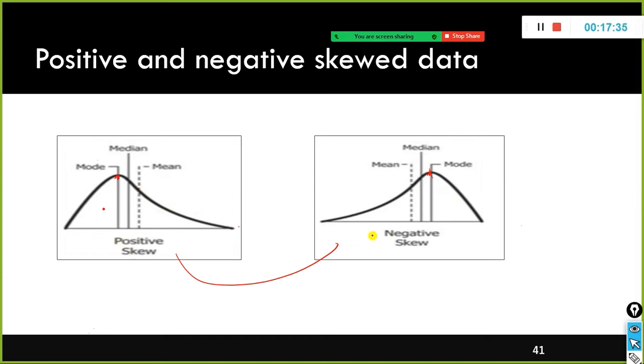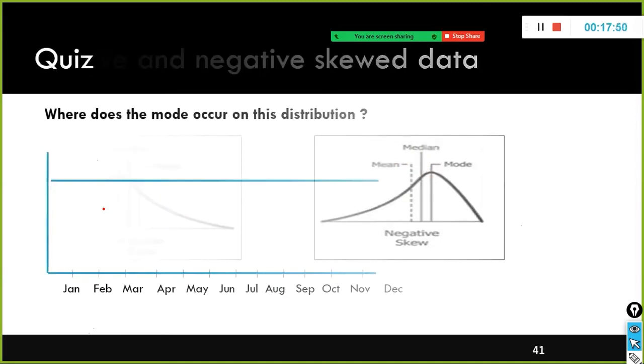What is positive skew? Mode is greater than median, median is greater than mean. In this case also the same thing, mode is greater than median and median is greater than mean. The only difference is the tail.